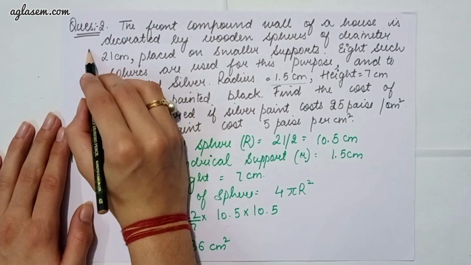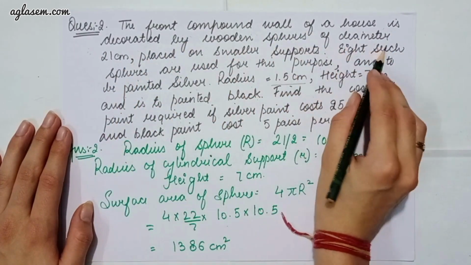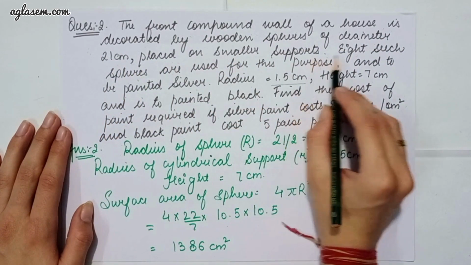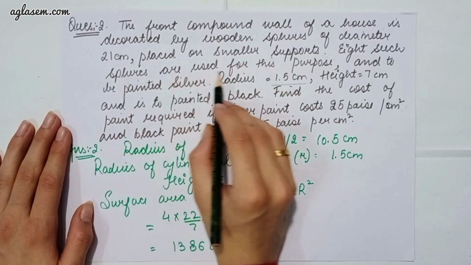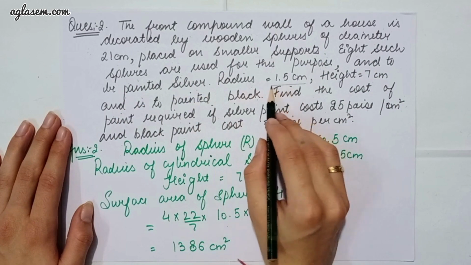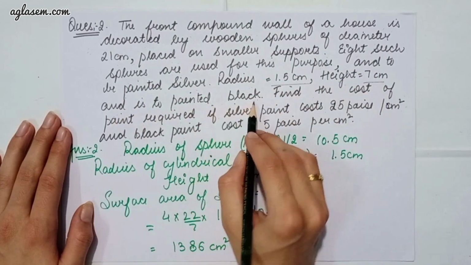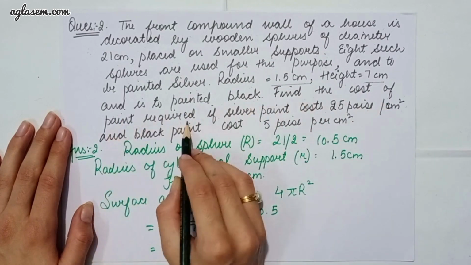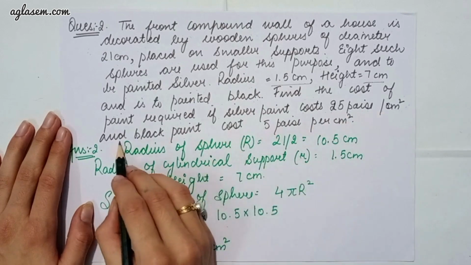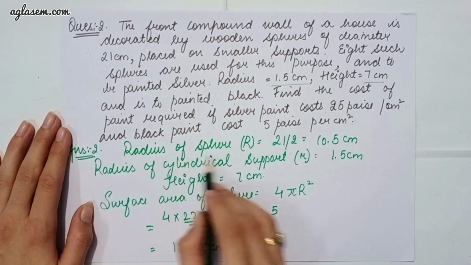Further, moving to question number 2, which says the front compound wall of a house is decorated by wooden spheres of diameter 21 centimeter placed on smaller supports. 8 such spheres are used for this purpose and are to be painted silver. The supports have radius 1.5 centimeter, height 7 centimeter, and are to be painted black. Find the cost of paint required if silver paint costs 25 paisa per centimeter square and black paint costs 5 paisa per centimeter square. So the answer: the radius is capital R.